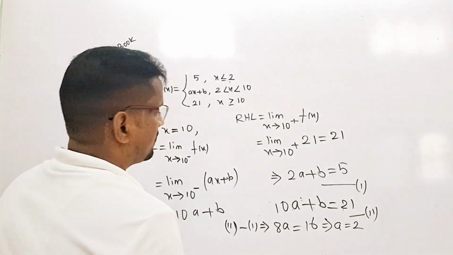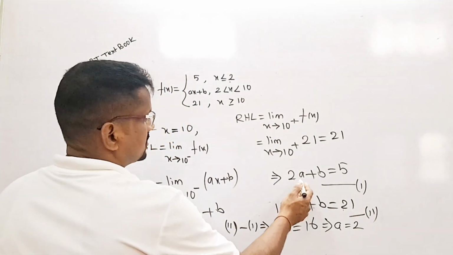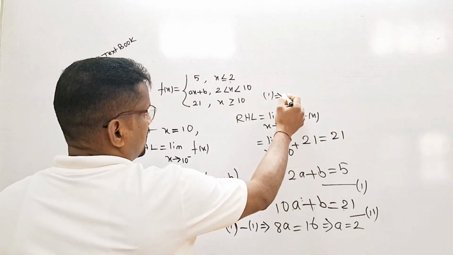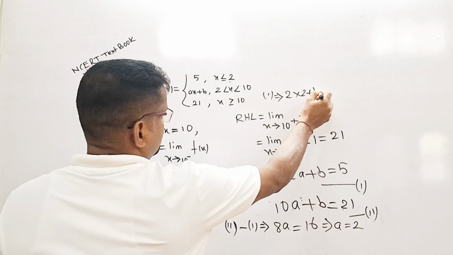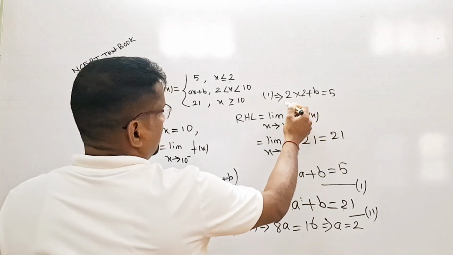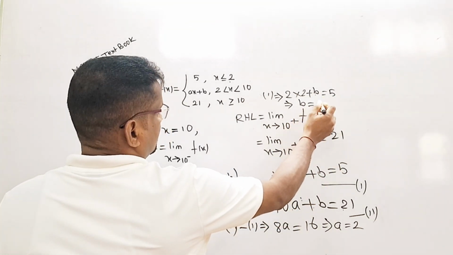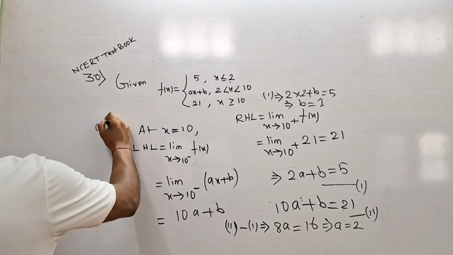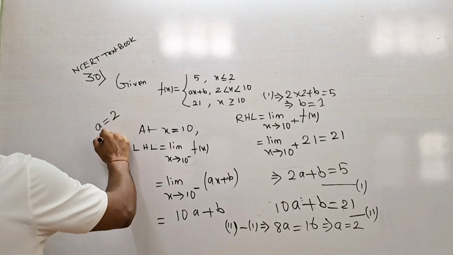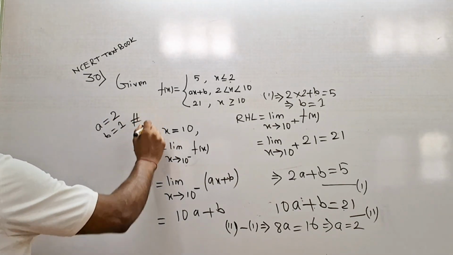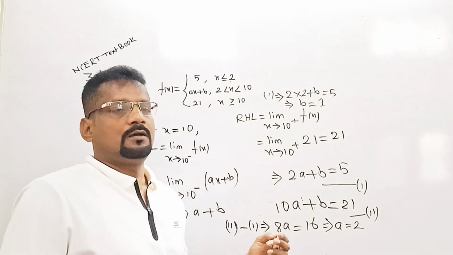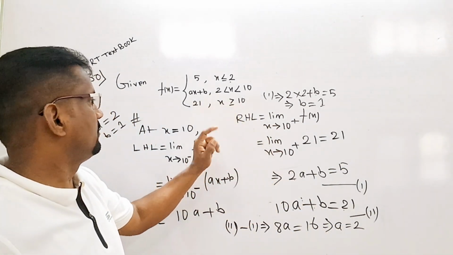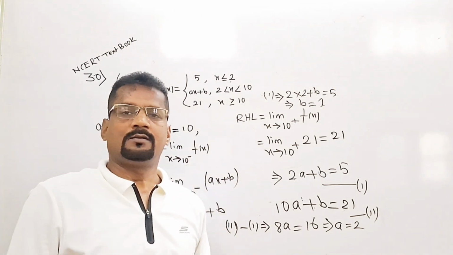Now what is b? From any one of the equations you can find out. So from 1, a is 2. Then here it is 2 into 2 plus b equal to 5. And from here you will get b equal to what? 5 minus 4, that is your 1. So your answer is a equal to 2 and b equal to 1. This is your answer. Means wherever the function is continuous, in that case the values of a and b must be 2 and 1.